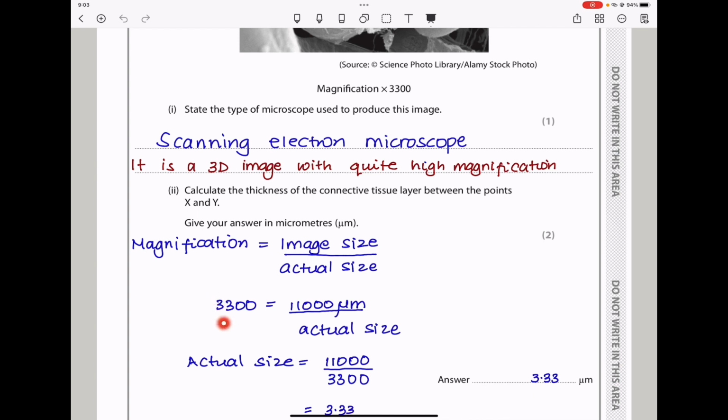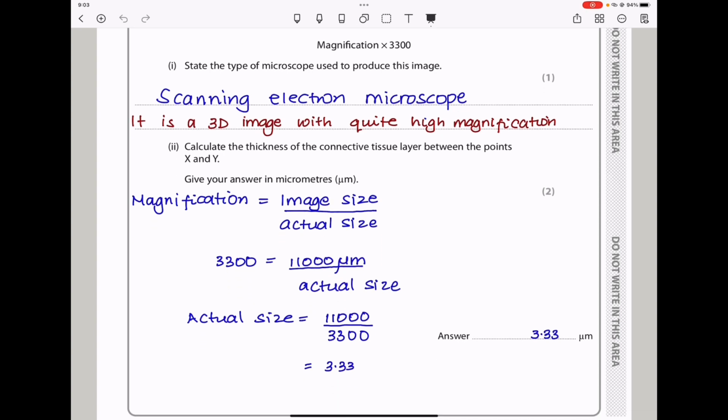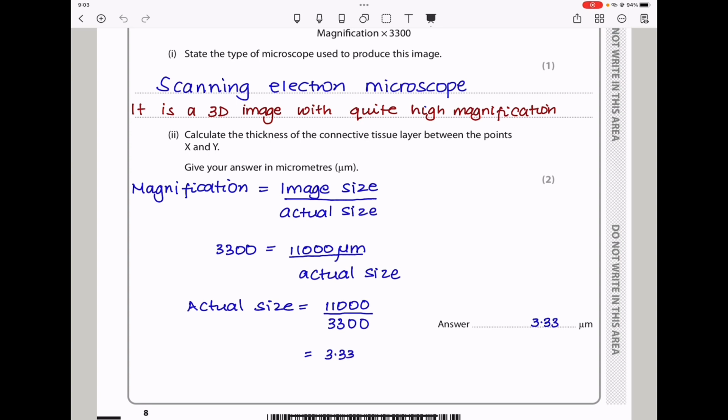So my magnification is equal to the image size divided by the actual size. And making the actual size the subject, I got that divided by that, which gave me 3.33. I left my answer in 3 significant figures, so it is 3.33 micrometers. Now, if you had worked in centimeters, you would have got this answer in centimeters, and then you had to convert it to micrometers because the answer was required in micrometers.